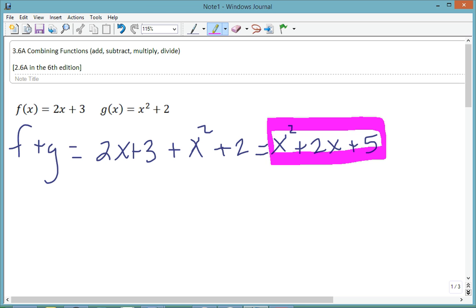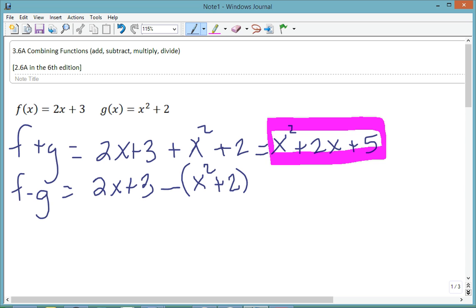If we were going to subtract, we would take whatever the first one was, and we could subtract either way. We could take g minus f, that would be fine. I'm going to subtract the whole function. We've kind of done that before. That means we have to distribute that negative, right? So it's going to be 2x plus 3 minus x squared minus 2, and when we simplify that, we get negative x squared plus 2x plus 1.